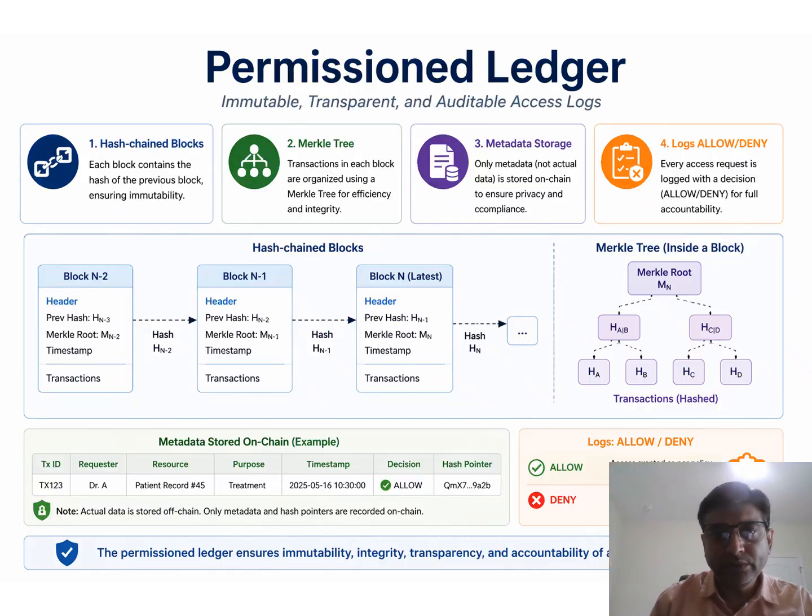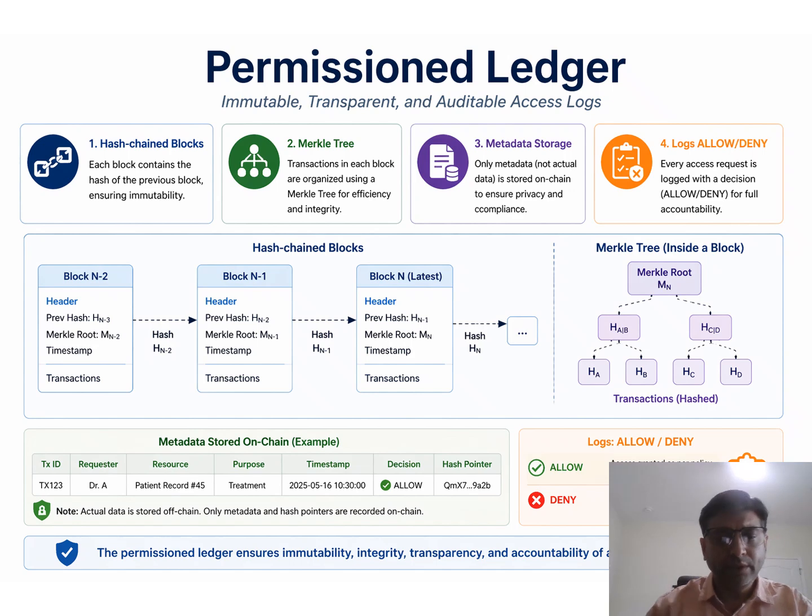Coming to the next slide, permissioned ledger. The blockchain uses a hash chain, making tampering detectable, and then a Merkle tree for efficient verification. Only metadata is stored, ensuring privacy and compliance. This is how this has been taken care of.